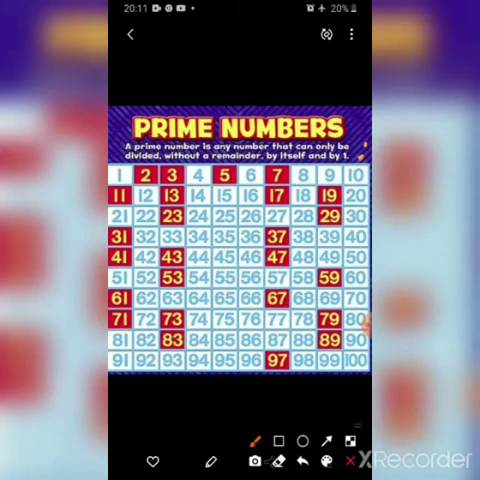These numbers have how many factors? 2 factors: 1 and the number itself. The remaining numbers are composite numbers. 1 is neither prime nor composite. But 4 is a composite number, 6 composite, 8, 9, 10. These remaining numbers are composite numbers.